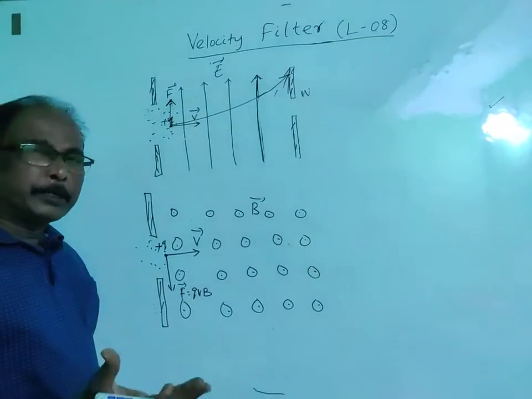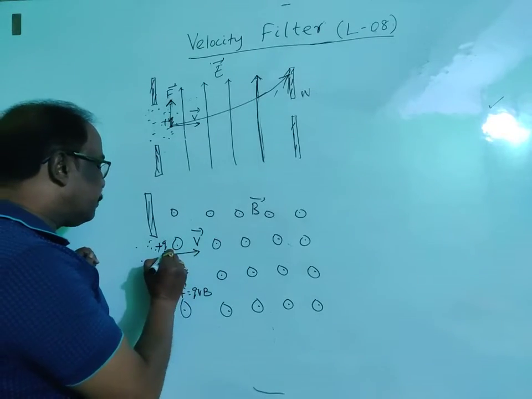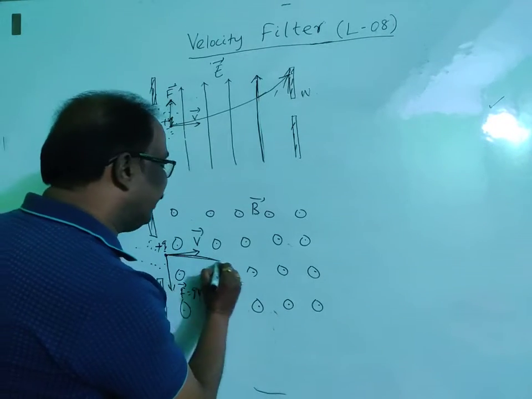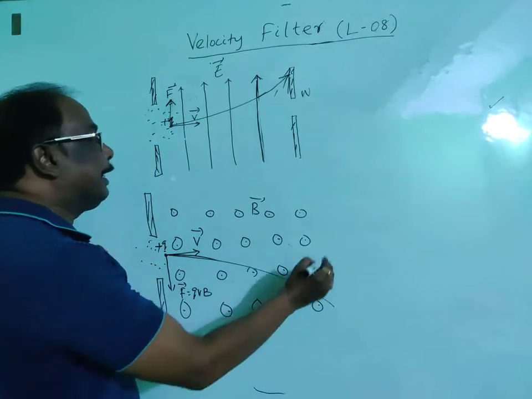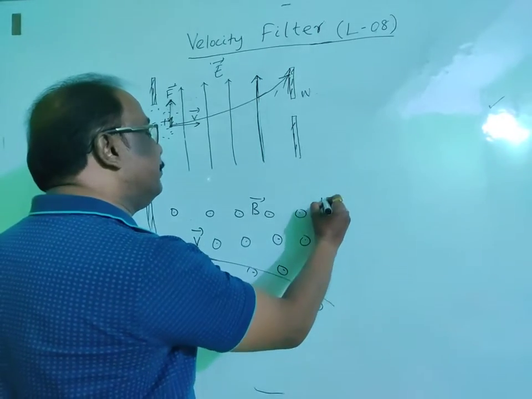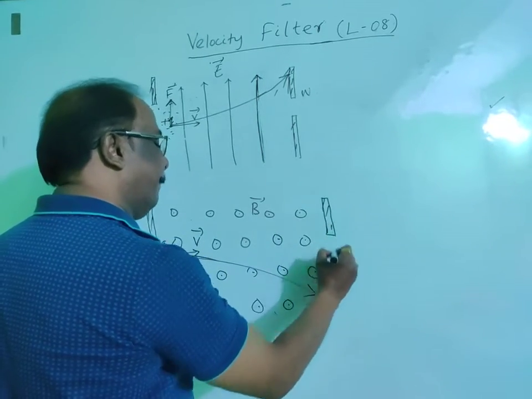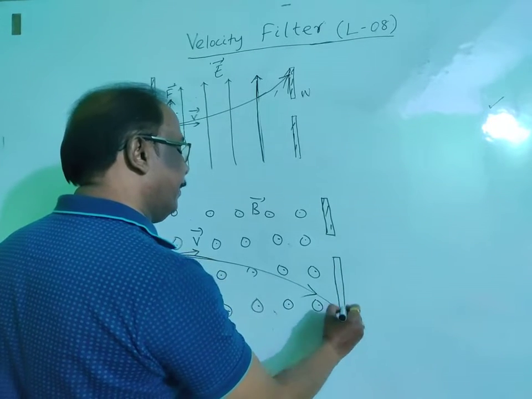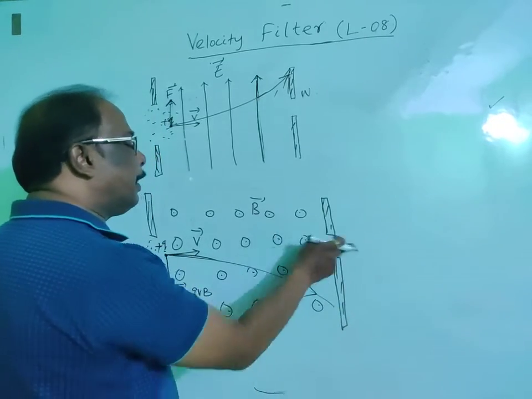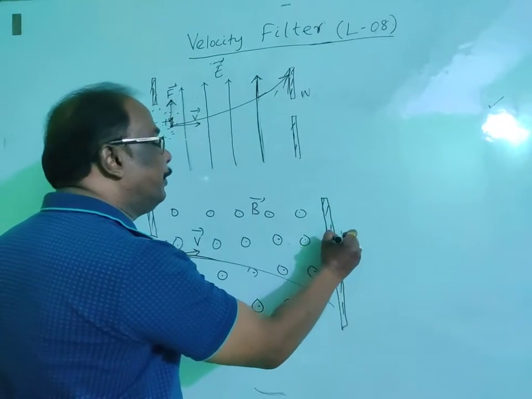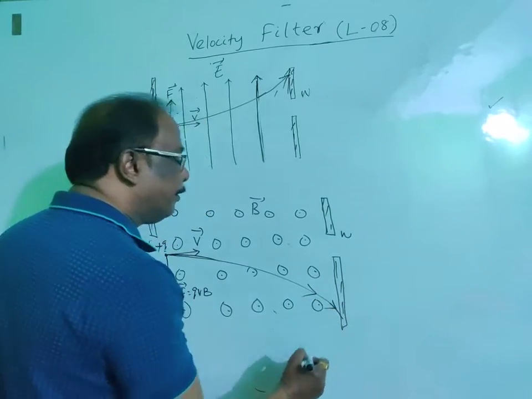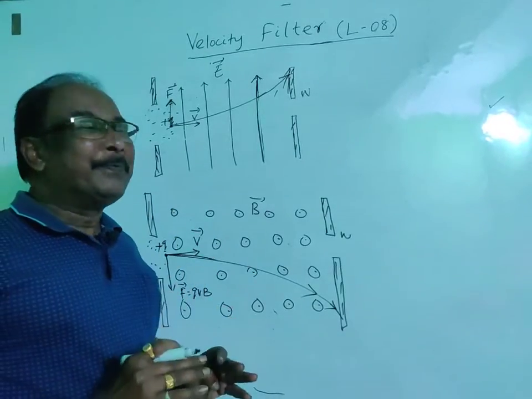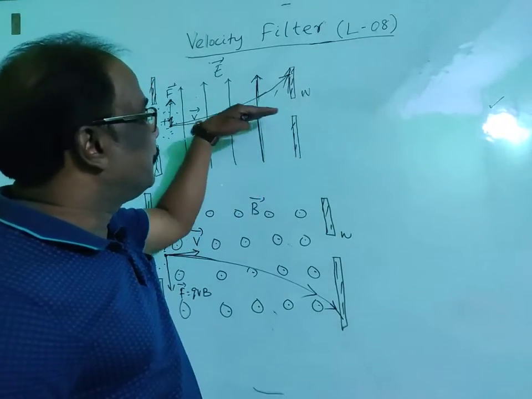As we have discussed, if the charged particle is projected into the magnetic field, it will follow a circular path. It will move like this. If you provide the same window here, the charged particle will not pass through the window but will strike this wall. So how do we allow the charged particle to move through the window?